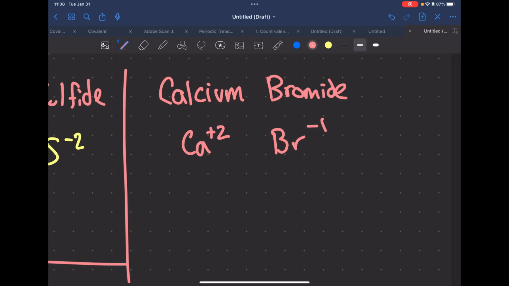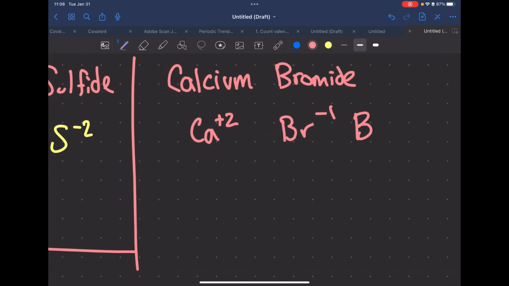But check it out. What I can do is I can add another bromide. Because now these two negative charges combine to create a -2 charge. And that -2 charge balances out with the +2 charge. So that is how we get CaBr2. Because we need 2 bromides to cancel out the +2 charge from the calcium ion.